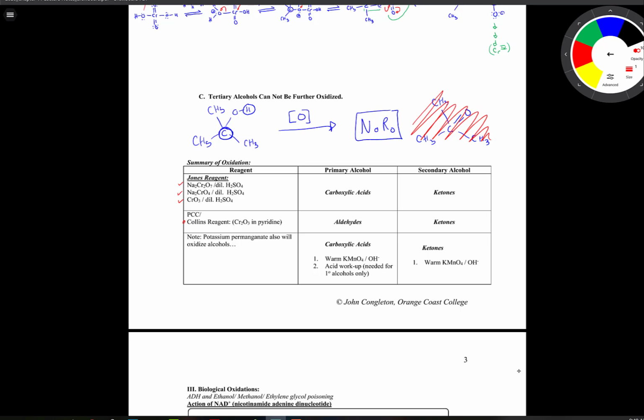And then the other thing that we see sometimes, and we don't get into it much in some semesters, and this is going to be one of those semesters, but you might see this pop up from time to time, is potassium permanganate can oxidize alcohols to carboxylic acids or to ketones. So those are the 2 types of oxidations that we're going to see.